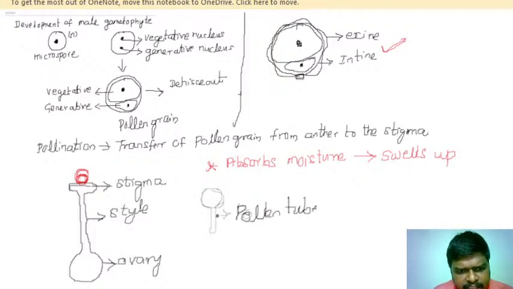The innermost layer, that is intine, forms the pollen tube. The pollen tubes are formed. So this pollen tube grows inside the style.